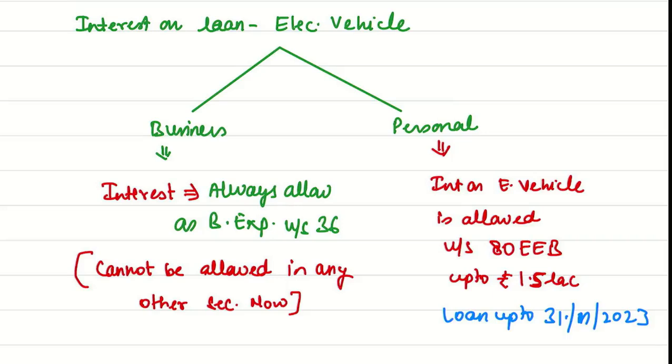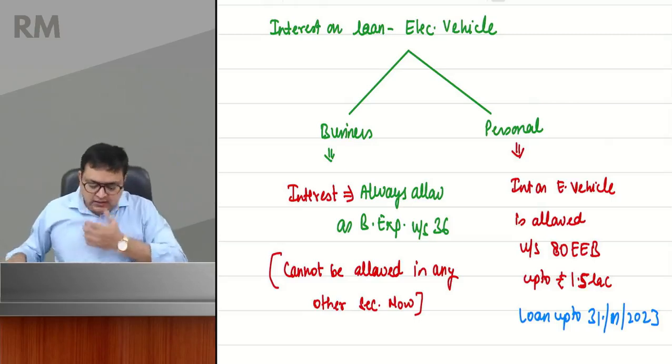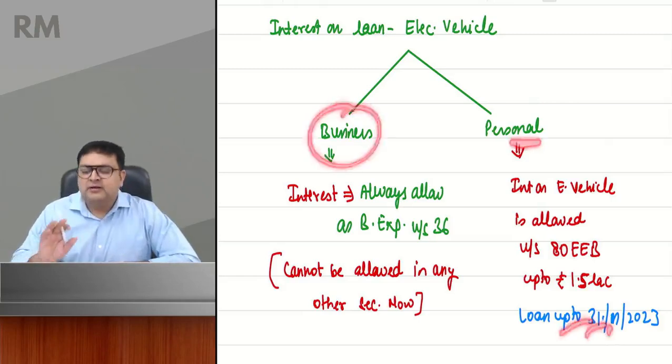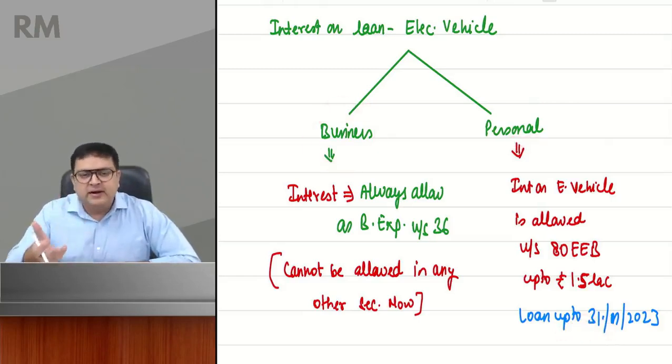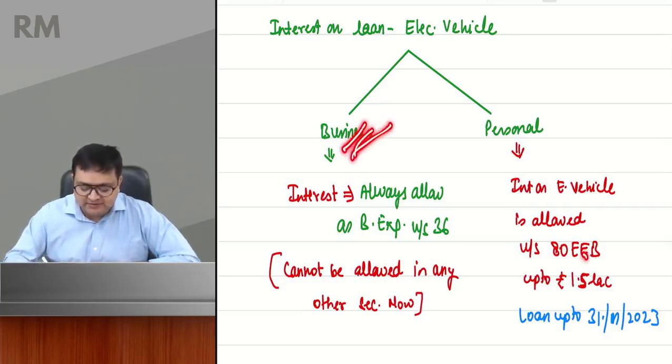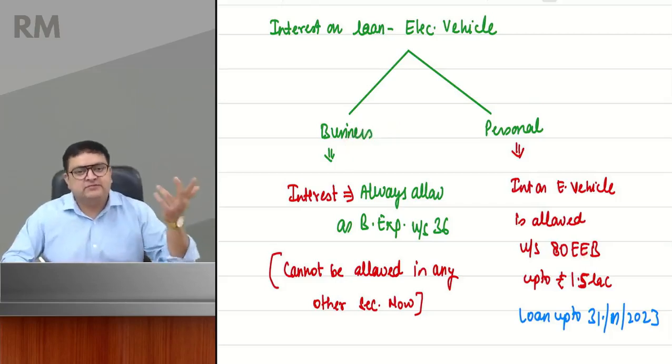Now the question is, can you allow for business vehicle? If we have taken the loan up to this date, can the business vehicle also be there? It could be there, but it is not a good decision, because 80EEB says that it can be personal, it can be business, but why would you want to claim the business expense here? For business expense, you claim in the PGBP. Now it says much better.